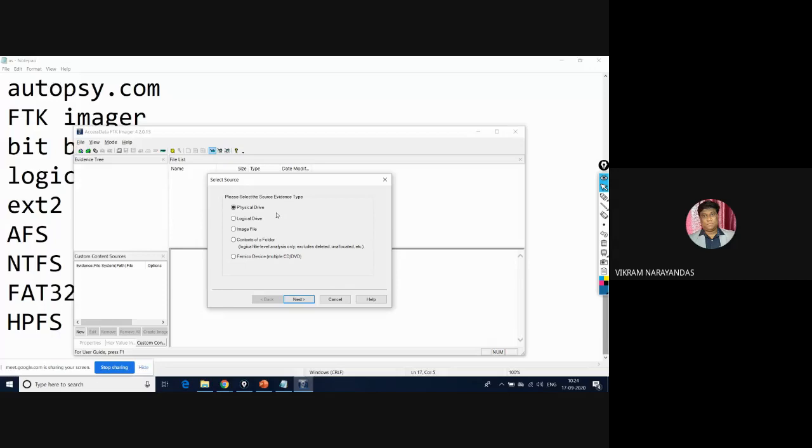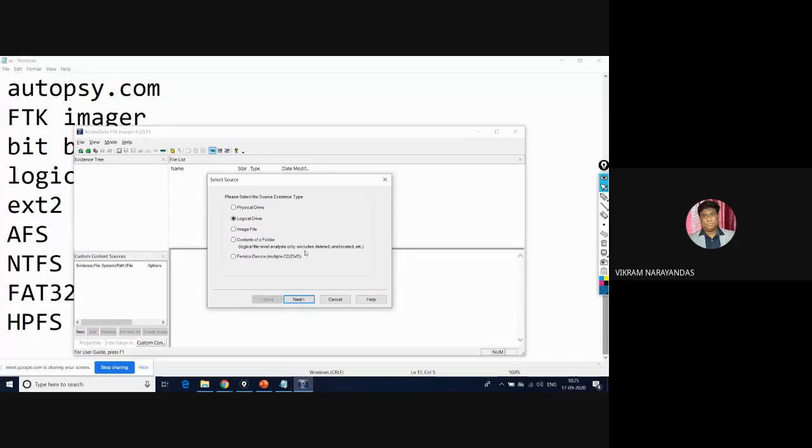For example, if your computer PC has a hard disk of 1 terabyte, physical drive means the whole 1 terabyte of data will be selected. It will create an image file. Logical drive means logical drive. So click on logical drive. What is a logical drive?